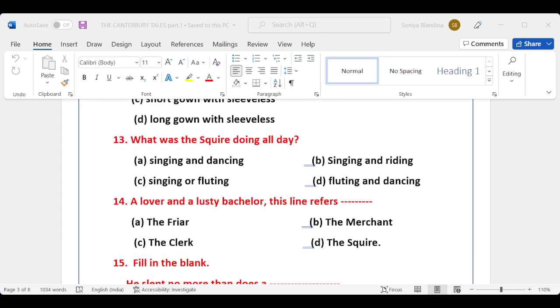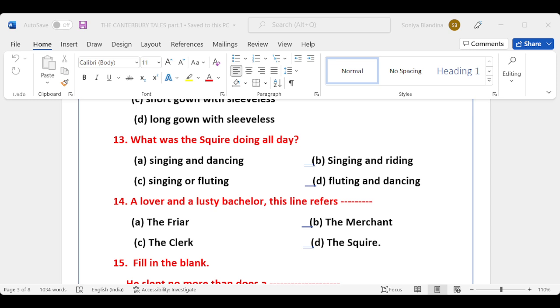Okay. So question number 13. What was the squire doing all day? Option A, singing and dancing. Option B, singing and riding. Option C, singing or fluting. Option D, fluting and dancing.